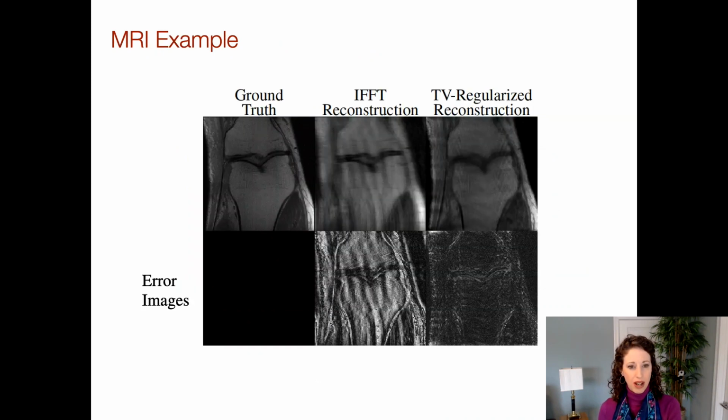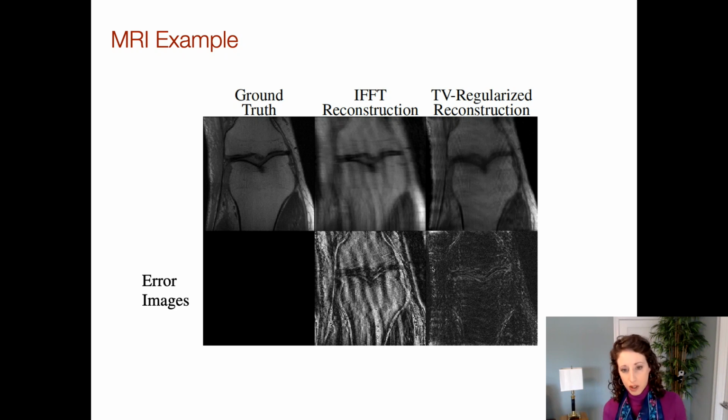I also have a more anecdotal example in the MRI setting. So here's my ground truth image. And then just to convey the difficulty of our acquisition setup, I'm showing the inverse Fourier transform reconstruction, and a total variation regularized estimate, along with their residuals or error images.